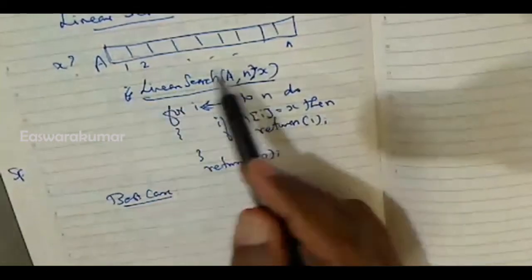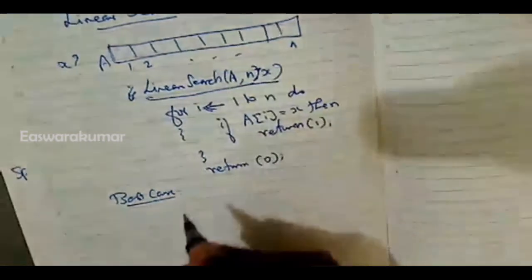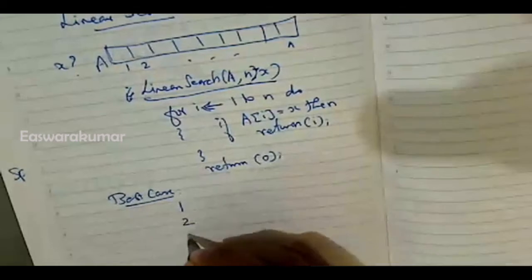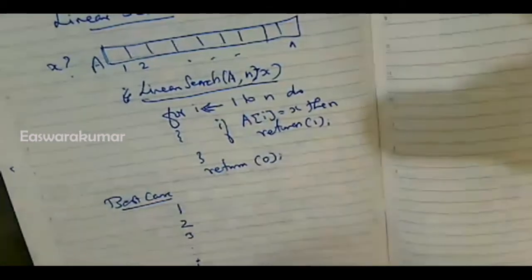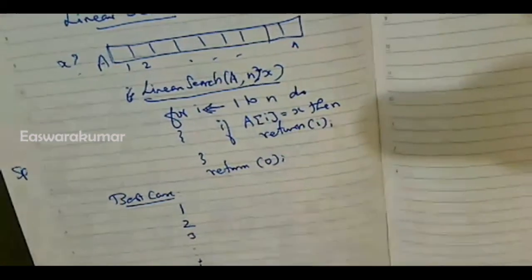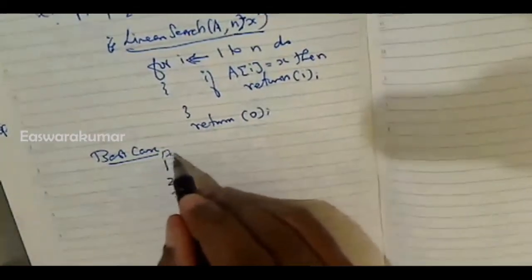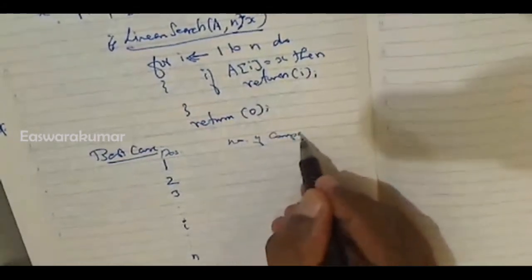There are several possibilities if the element is there in the array. Maybe it is in the first position, or the second position, or the third position, like that. In general, it may be in the ninth position, or the 10th position. It may be in any one of the positions. Here, this is the position, and here let us see the number of comparisons.